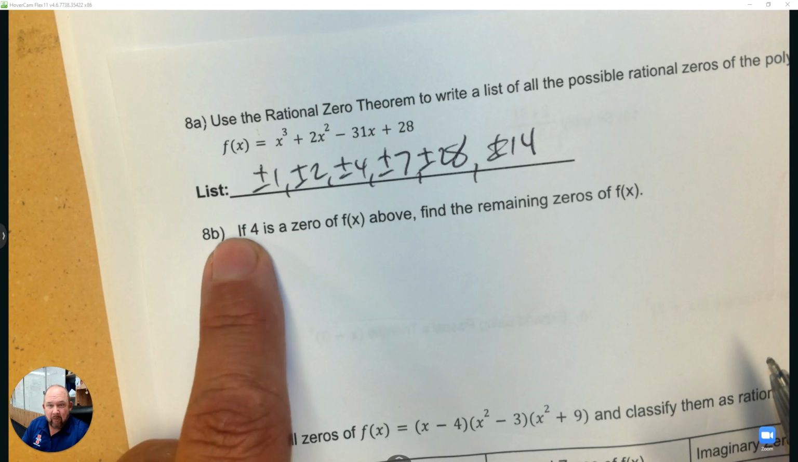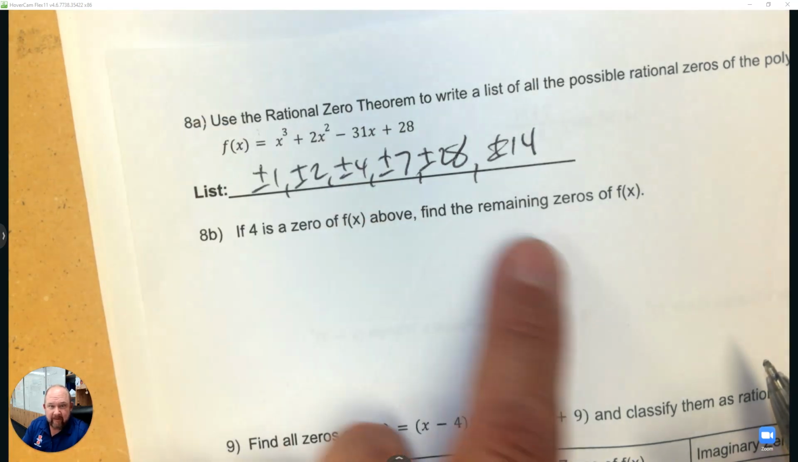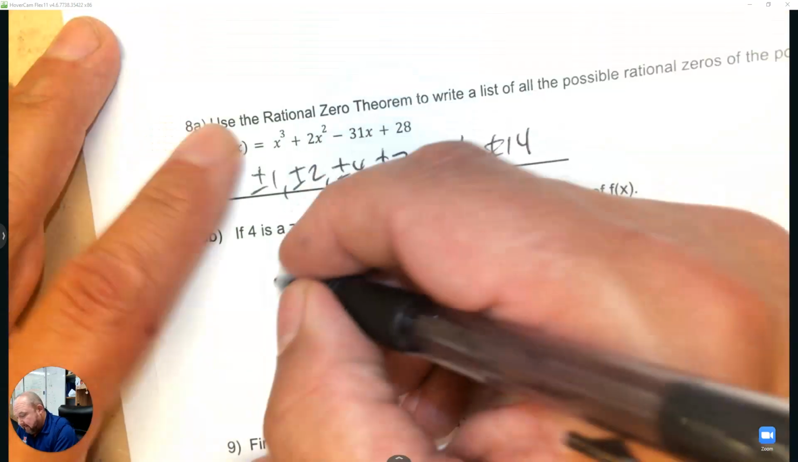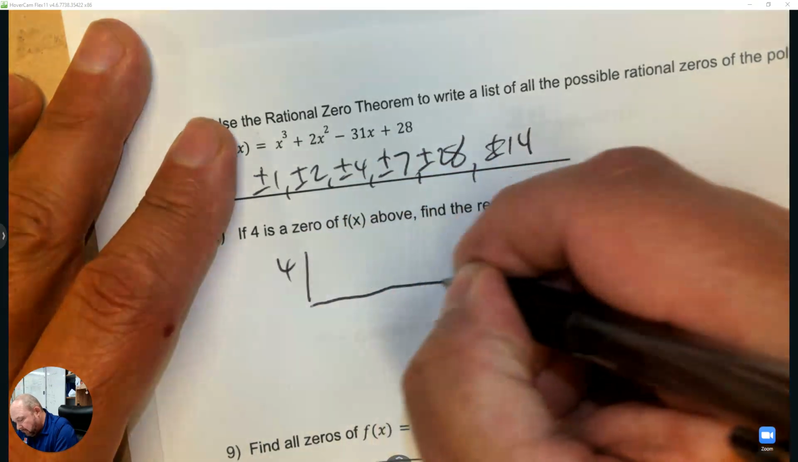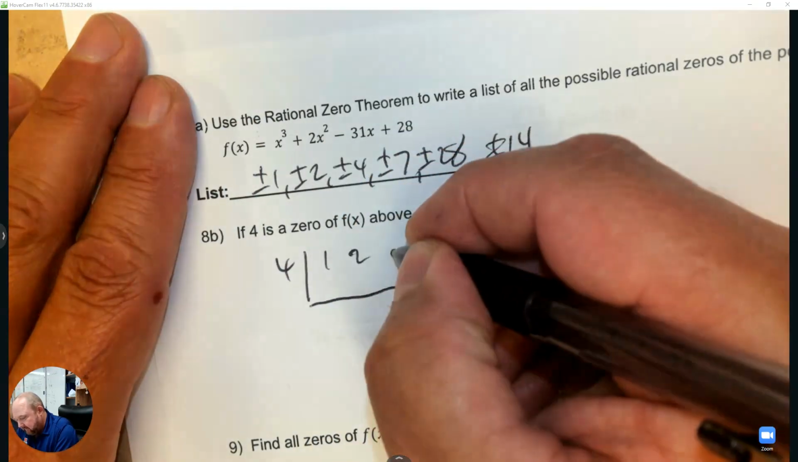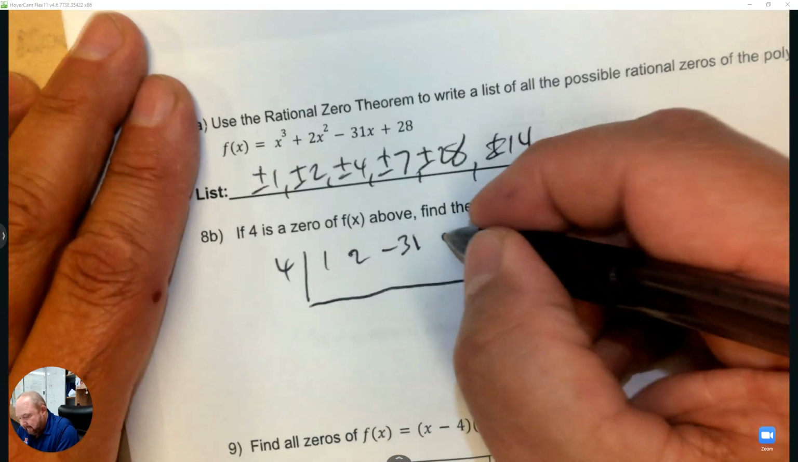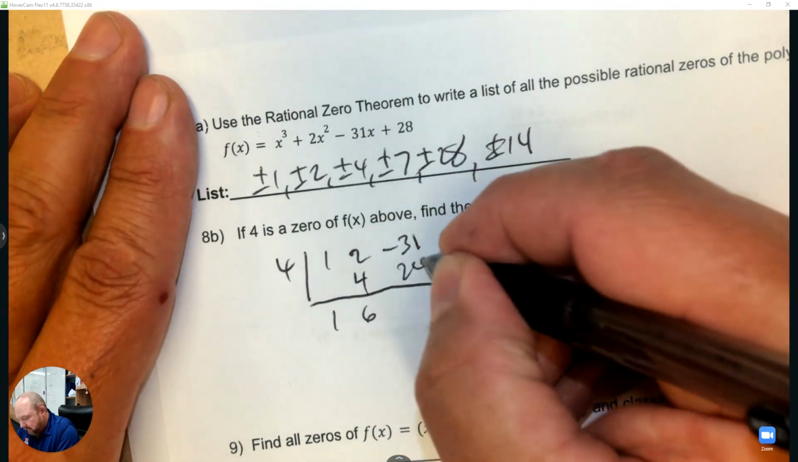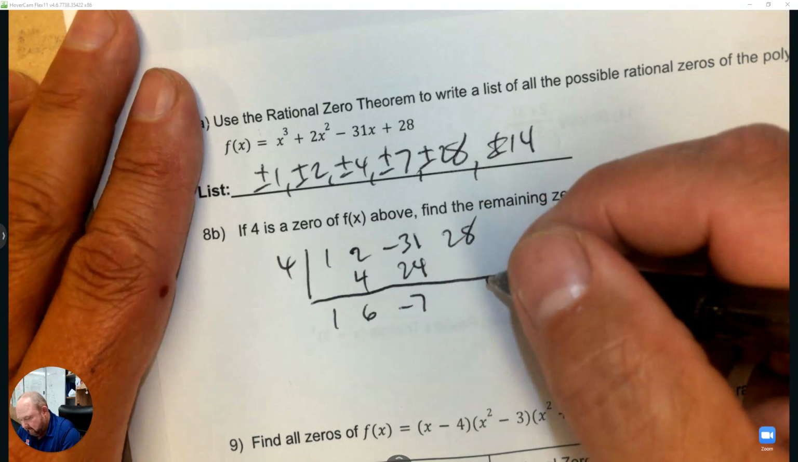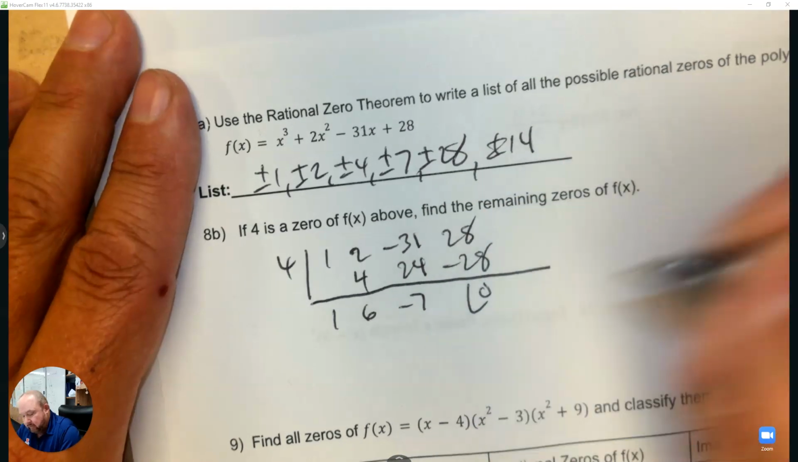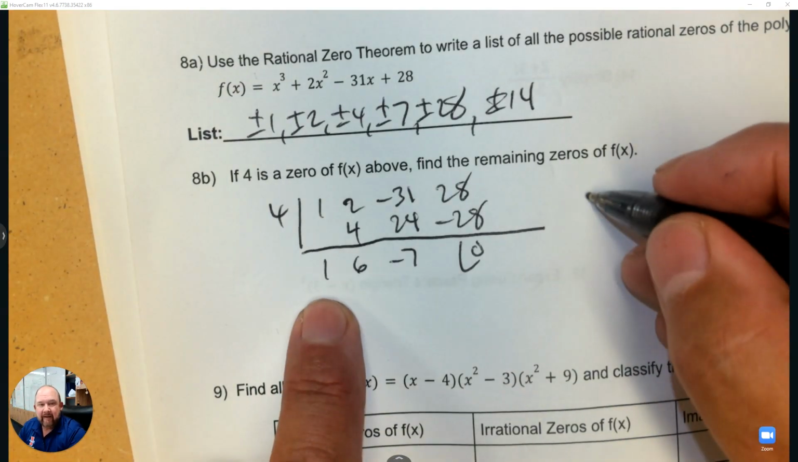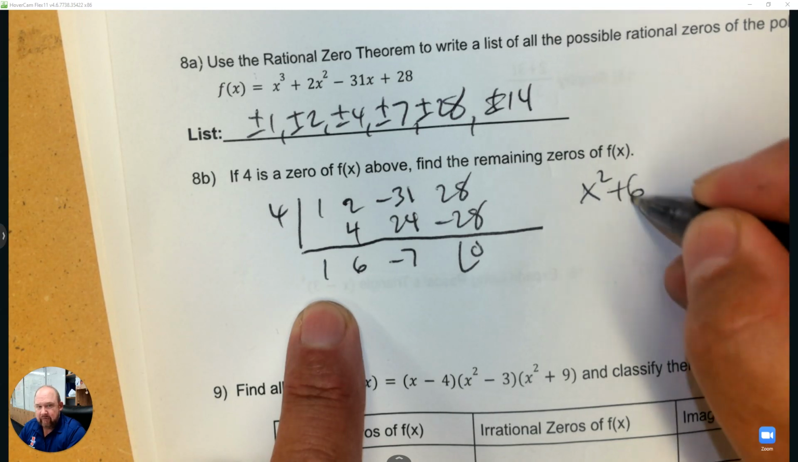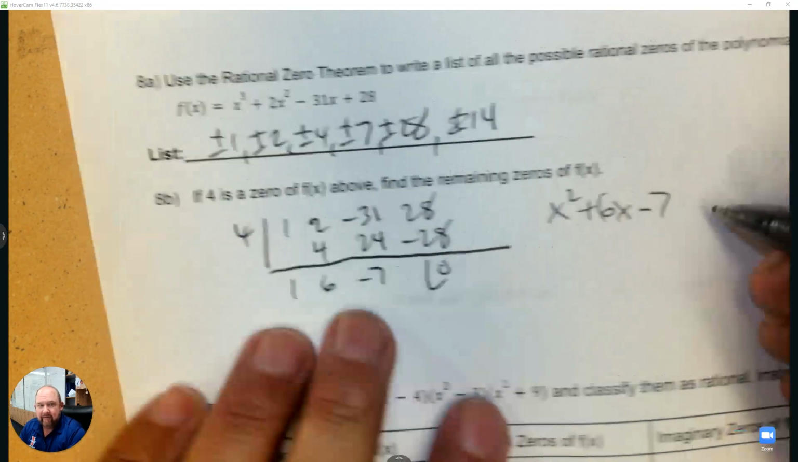And then it says if 4 is a 0, use it to factor and find the remaining zeros. So there's your gift. You're told 4 works. So I'm going to take the gift so I don't have to guess off the list. Make sure I'm doing it correctly. So it does work. And I'm left with x squared plus 6x minus 7.